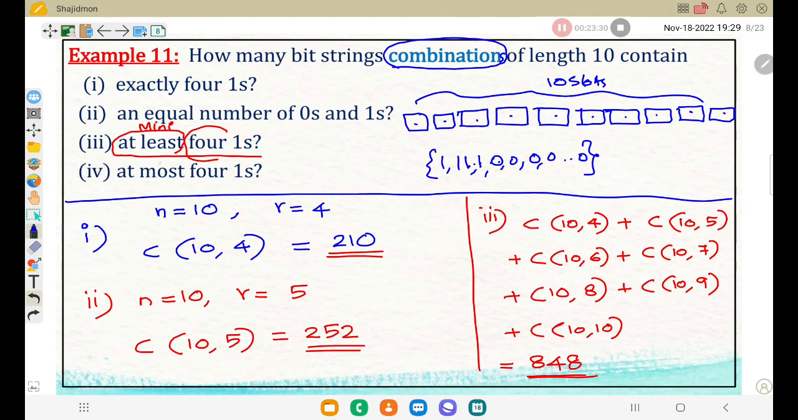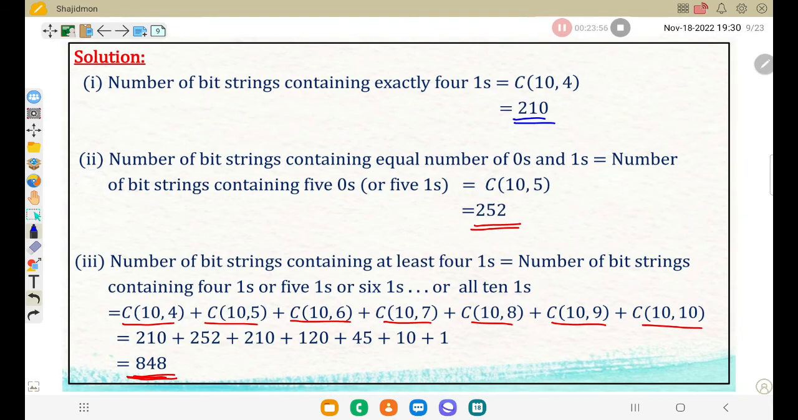What is the meaning of at most? At most means maximum. Okay, maximum 4 ones. So maximum 4 ones out of 10 slots means what options are we getting? 4 ones will be there, maximum 4. Otherwise 3 slots will be 1. Otherwise 2 slots will be 1. Otherwise 1 slot will be 1. Otherwise 0 slots will be 1. Correct? This is the meaning of maximum. So what options are we getting?